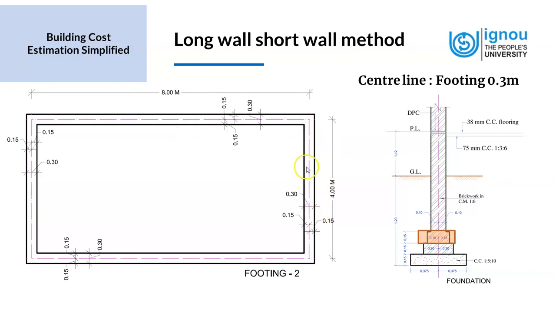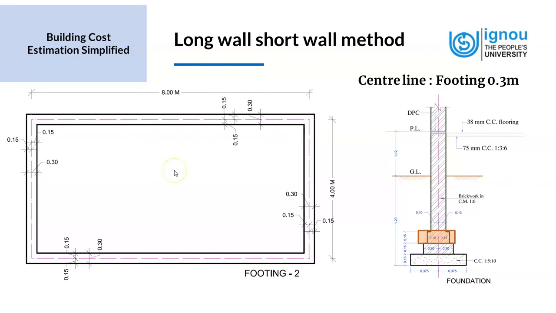Now for the short wall measurement, we have the same center line measurement, 4 meters and 4 meters, and then we subtract 0.15 from this side, which is another 0.15 from this side, which will be 4 meters minus 0.3 meters on this side.